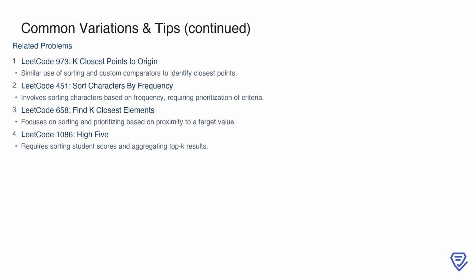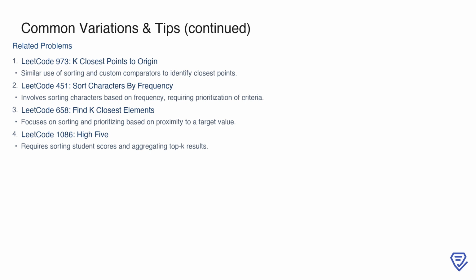Sorting problems like this are closely related to other challenges you'll encounter on platforms like LeetCode. For instance, in problem 973, K Closest Points to Origin, you use sorting and custom comparators to identify the closest points to the origin. Similarly, in problem 451, Sort Characters by Frequency, the task involves sorting characters based on frequency, which requires careful prioritization of criteria.